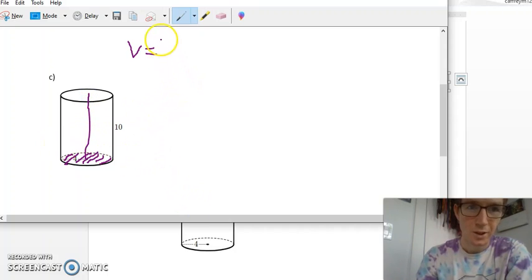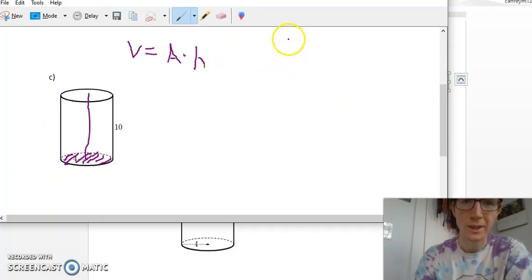So volume is basically area times height. And this area is area of the base. So this is true for prisms and cylinders. What you might see in your formula sheet is something like pi r squared times the height. But pi r squared is area. Area is equal to pi r squared for a circle. So really this is just the same equation.